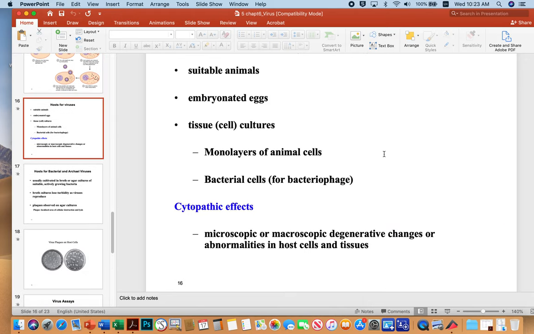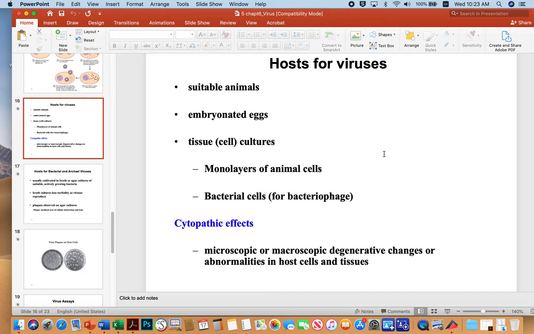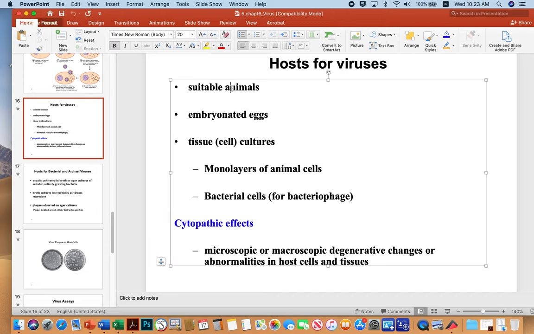So some of the suitable hosts for viruses include, you know, host animals. So we can often use guinea pigs, for example, or mice. Often we use embryonated eggs.